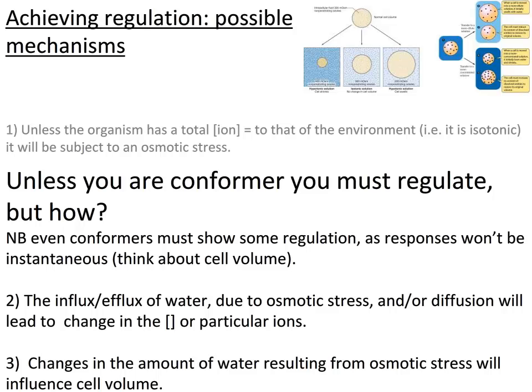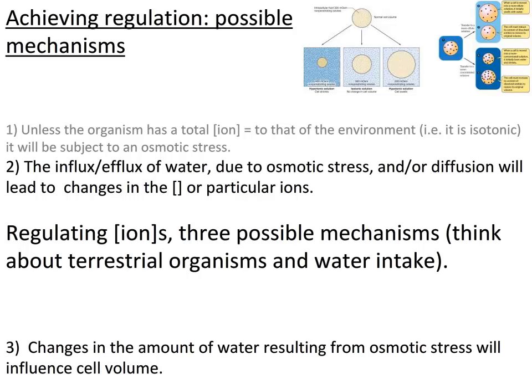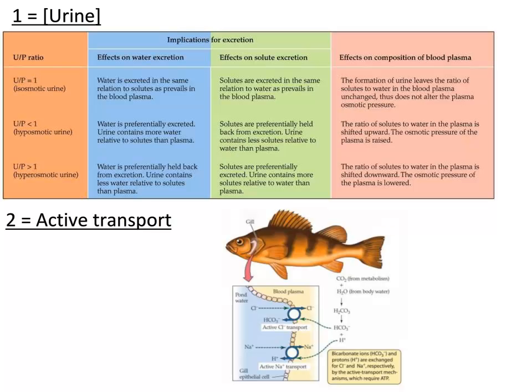There are three different ways organisms can achieve regulation. Before you move on to the next slide, I want you to think about the three different ways that you could regulate ion concentrations in an aquatic organism. How can you ensure osmotic regulation to some extent? Why did I mention terrestrial organisms?